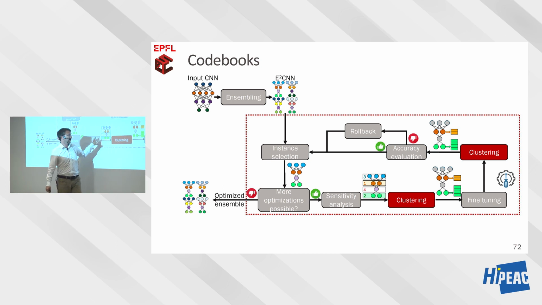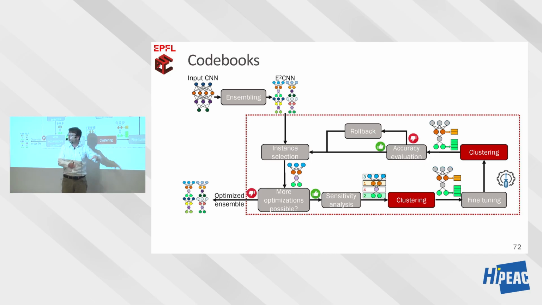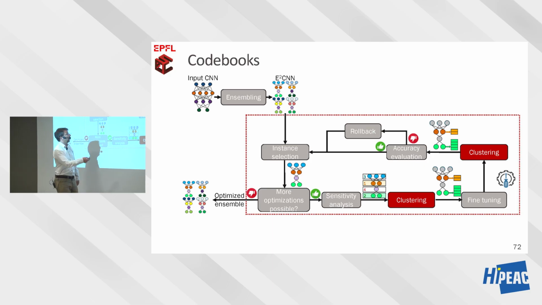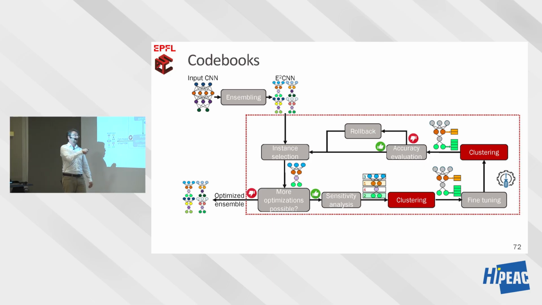So here I do clustering, for example, to 8 different values. By fine-tuning, all the weights will go all over the place. I have to do clustering again to put them into 8 values, and then I measure my accuracy. It is good, it is not. I either accept the optimization or I roll back.